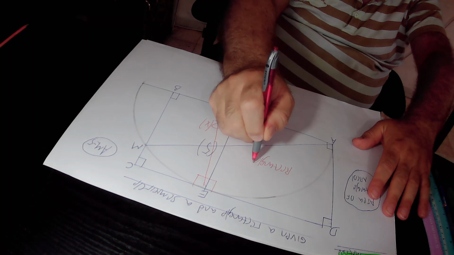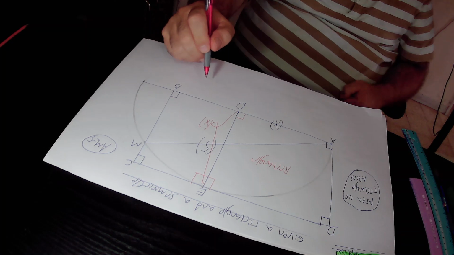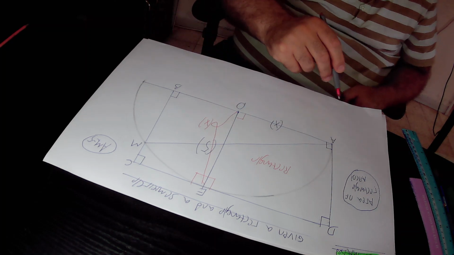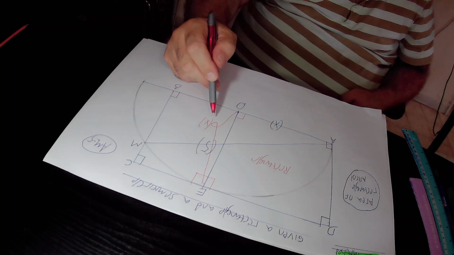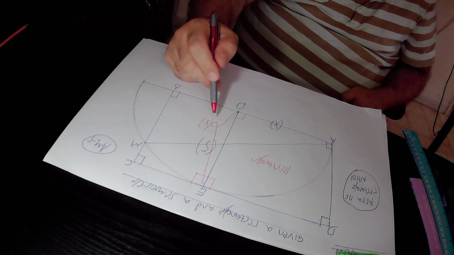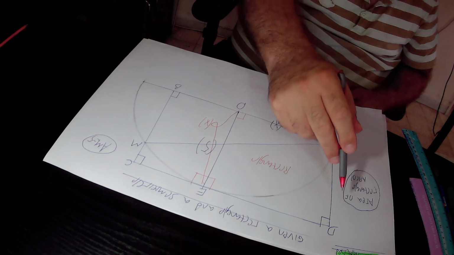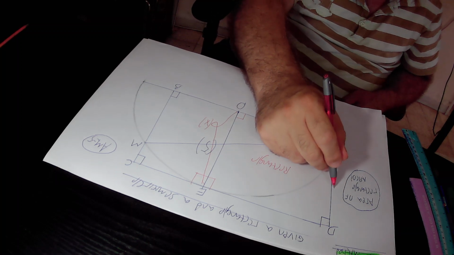But we also know that the opposite sides of a rectangle are equal to each other. So in rectangle DEOA, side EO must be equal to the opposite side DA. But EO is x, it is the radius of this semicircle, therefore the opposite side DA must also be equal to x units in its length.